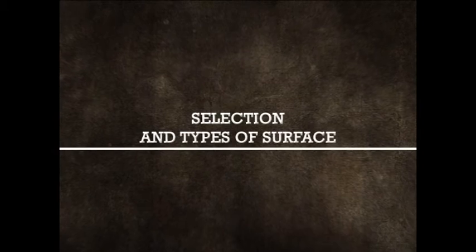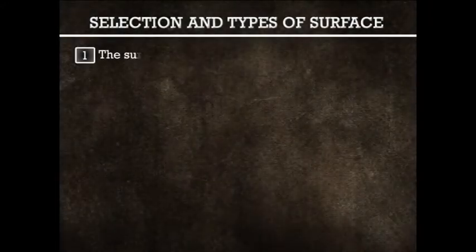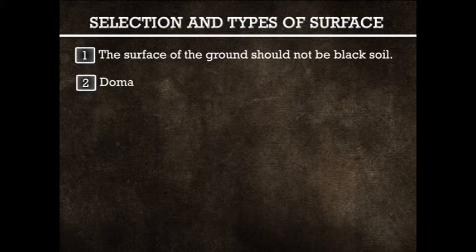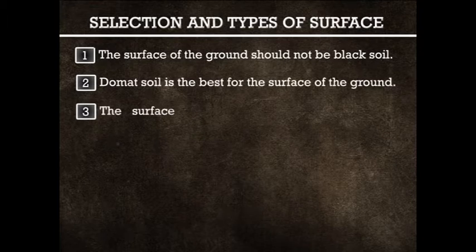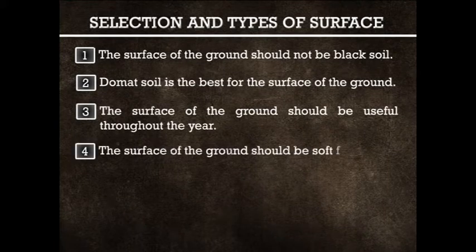Selection and types of surface. The ground surface should be plain for the games activities in physical education. The surface of the ground should have the following specialties for selecting the ground. 1. The surface of the ground should not be black soil. 2. Domat soil is the best for the surface of the ground. 3. The surface of the ground should be useful throughout the year. 4. The surface of the ground should be soft for the feet.